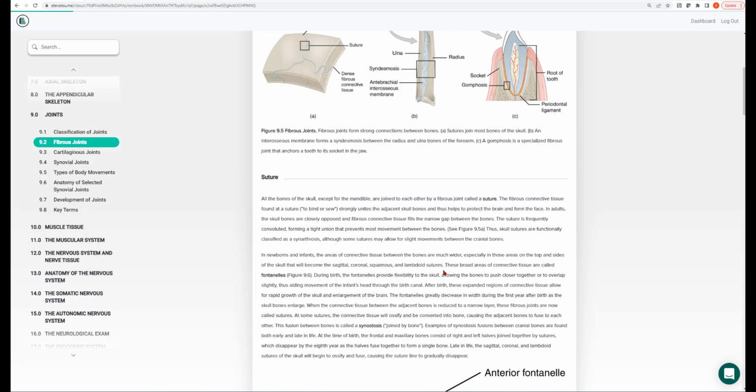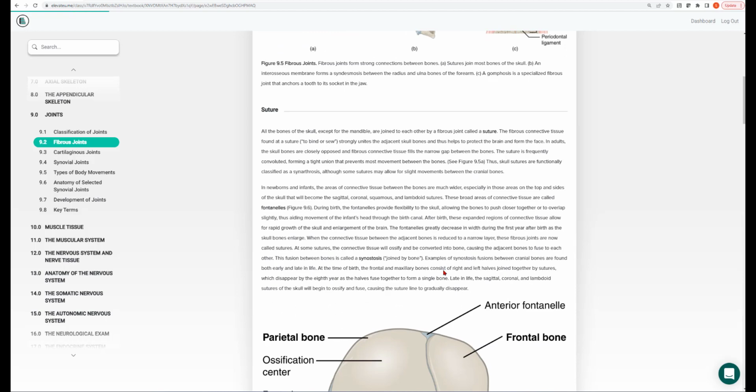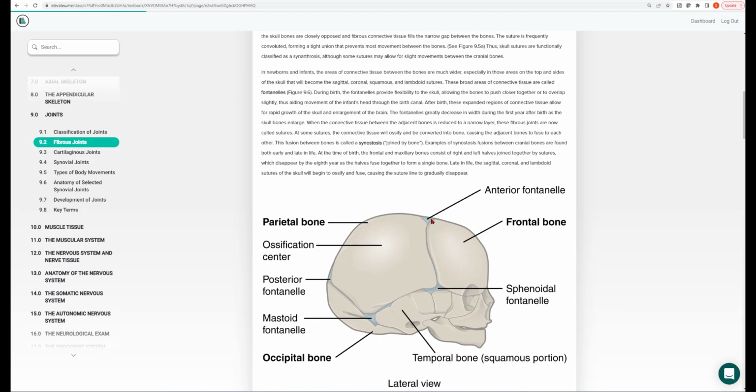A little bit more information here about them. You also have learned in lab about the fontanelles. The fontanelles are the soft spots, if you will, of a newborn. And there's the anterior fontanelle, the posterior fontanelle, the sphenoidal fontanelle over by the sphenoid bone, and the mastoid fontanelle, which you will recognize is close to the mastoid process of the temporal bone. So these are the soft spots of a newborn, and these spaces fill in as the cranium grows after birth.